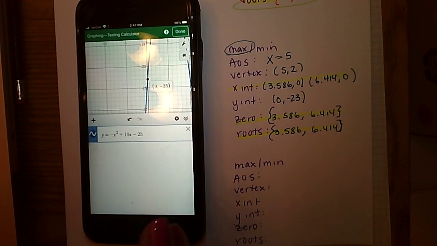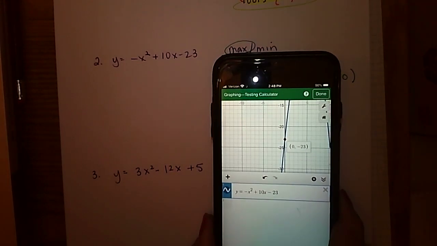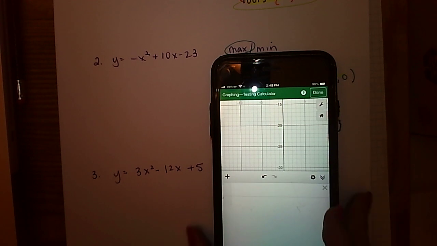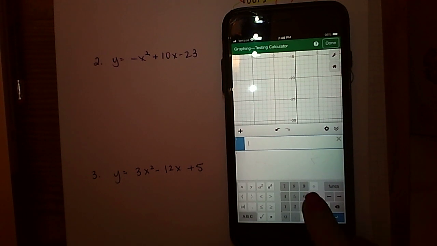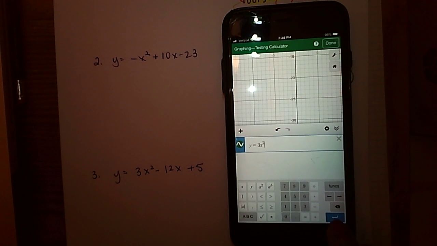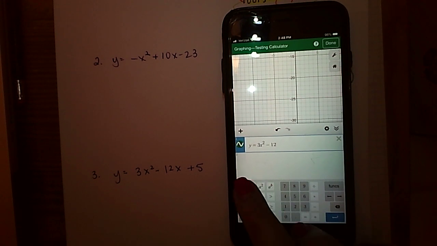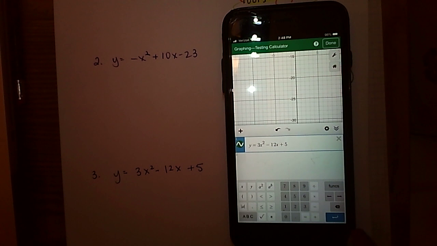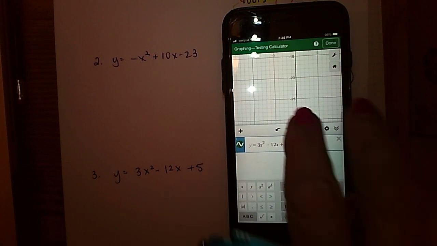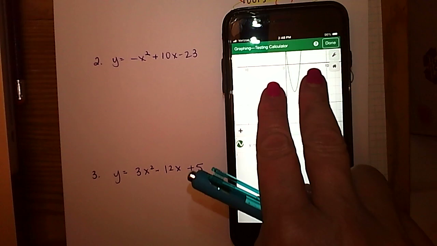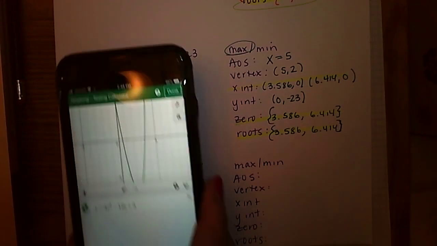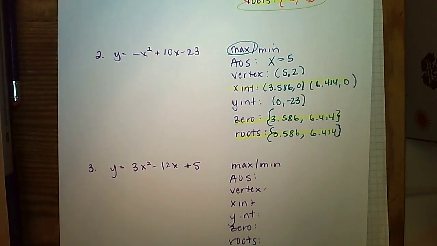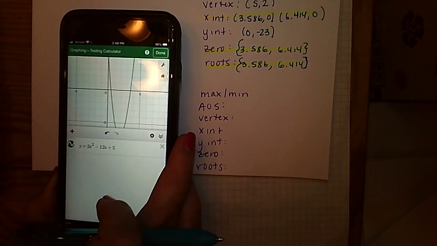All right, let's do the last one before you go practice them on your own. So I'm going to clear my graph. I'm going to type in, so here I'm going to just type in where I need to type in. So y equals 3x squared minus 12x plus 5. Oh, I didn't reset my graph, so it's way up there. All right, so now I'm just pulling this up so we can see everything we need to see here. Hold on, and get organized.